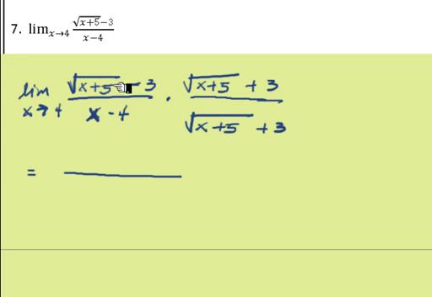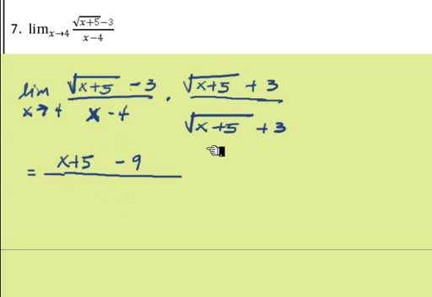Multiply. We're foiling this out. So here we have square root times square root, we just get x plus 5. Now for the outer, we have 3 times the square root, and for the inner, we have minus 3 times the square root, and they cancel each other out. That's what happens when you multiply conjugates. So let's do last times last, and we have minus 9.